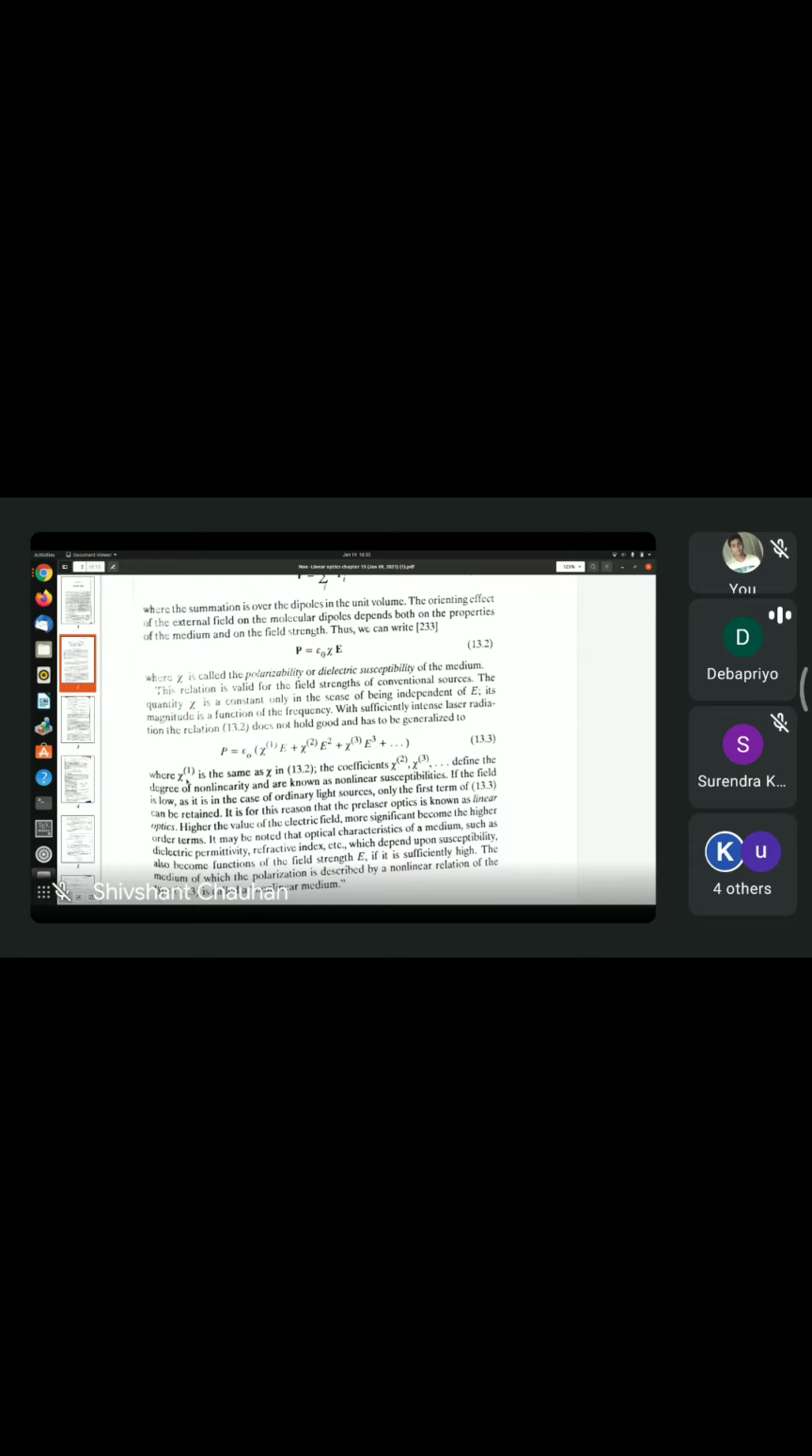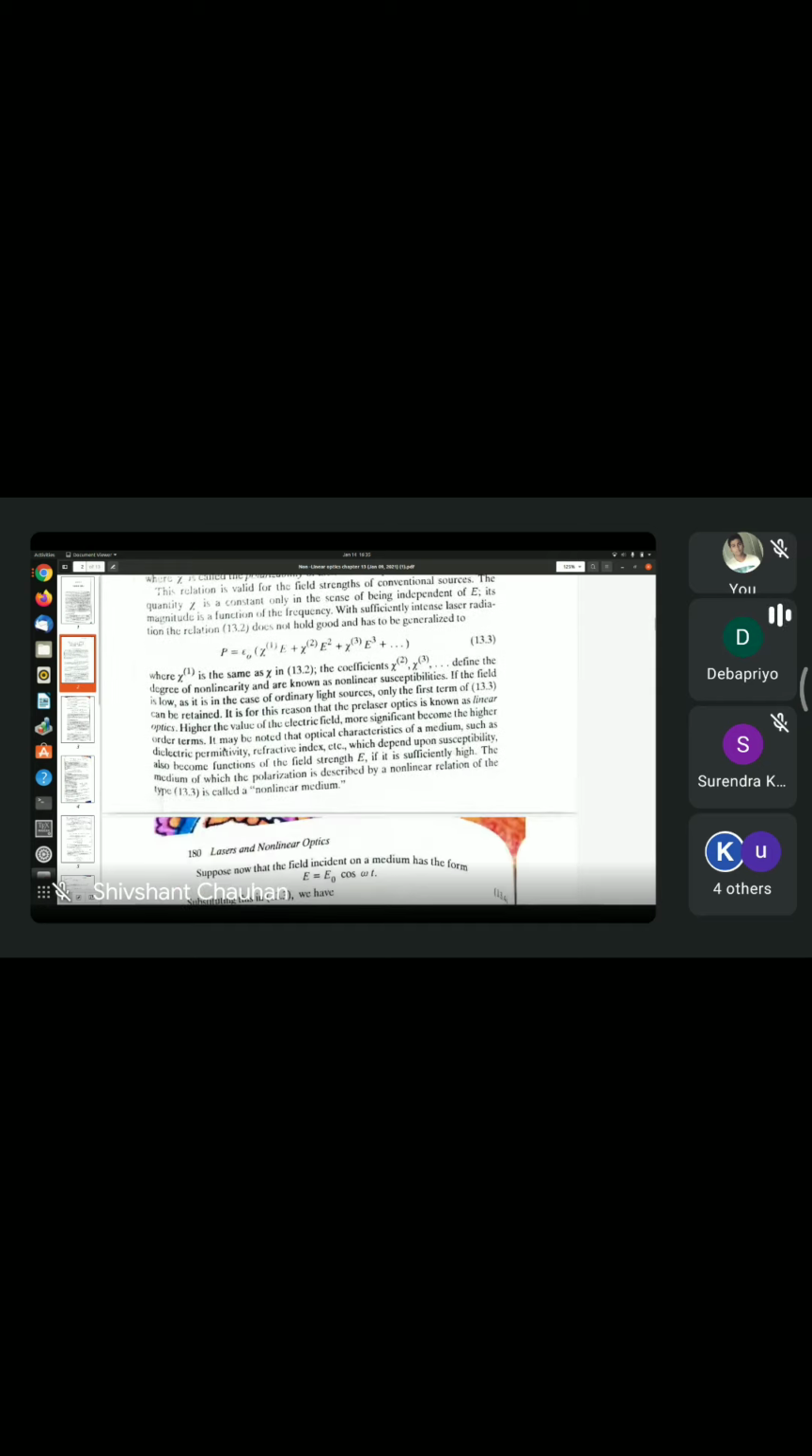I have said this because in the next page we shall see that they have written something to elaborate on exactly this. So let us move to the next page.